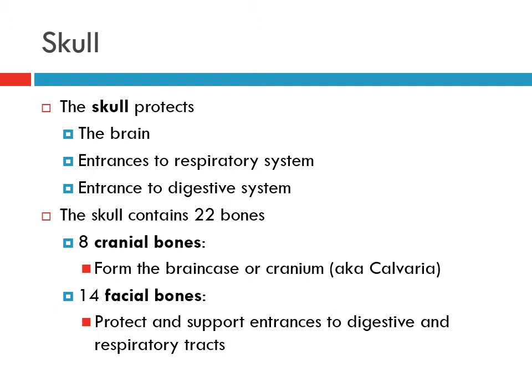The skull itself contains 22 bones. Yes, that is a lot of bones. Many of them are paired, so we don't have to learn 22 individual bones, but we're going to learn quite a few different bones. You have 8 cranial bones that form your brain case or your cranium or calvaria, and then 14 bones that form your face. So we're going to want to learn what the bones are of the calvaria and which ones are facial bones.